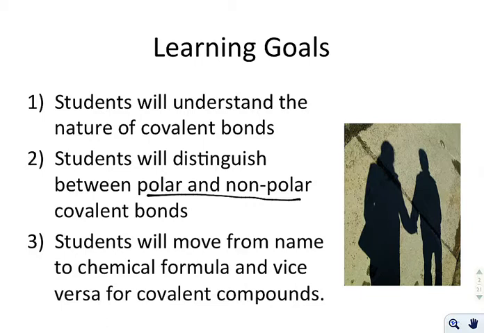You should also be able to move from the name to the chemical formula and the chemical formula to the name for covalent compounds as well. That's very similar to ionic bonding, but it is a little bit different, so we need to make sure we go over the rules.